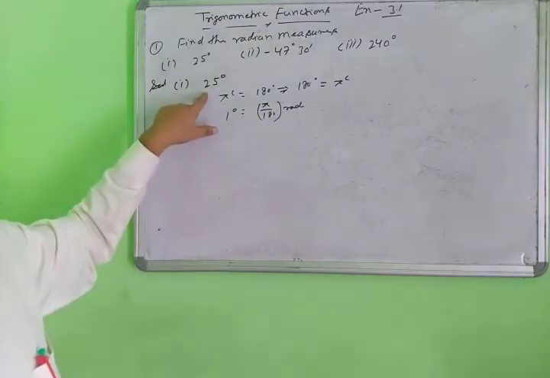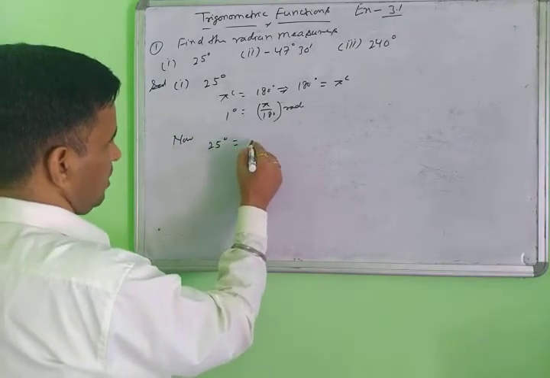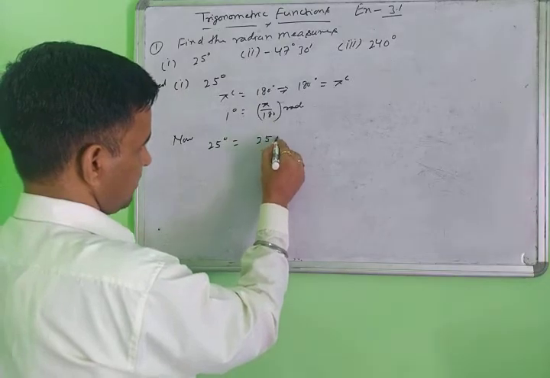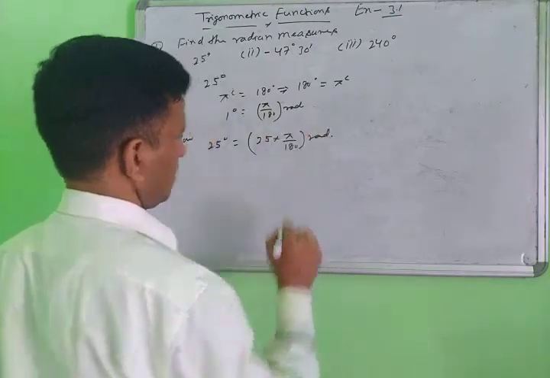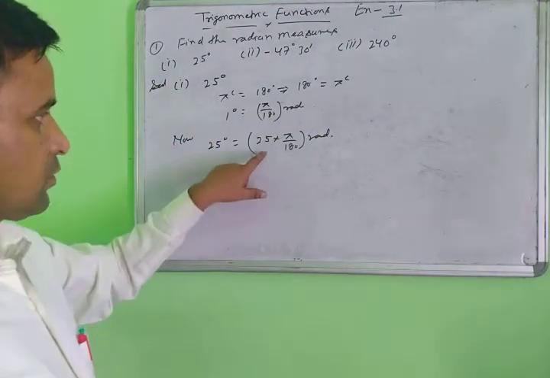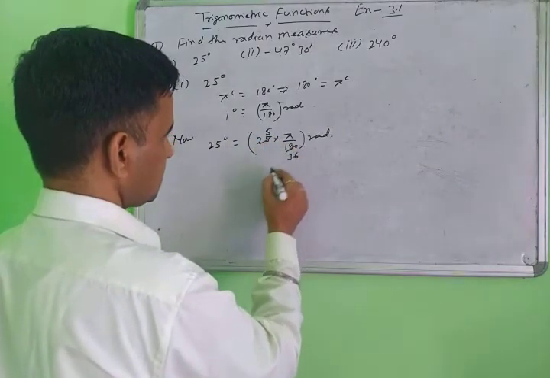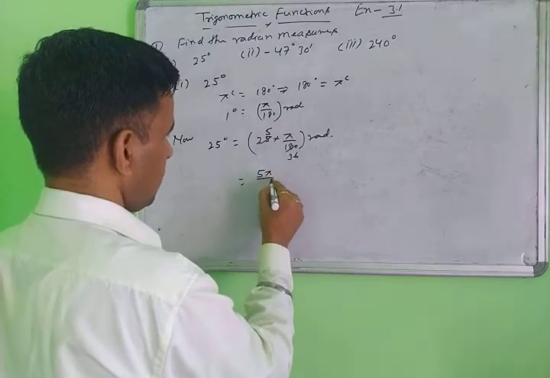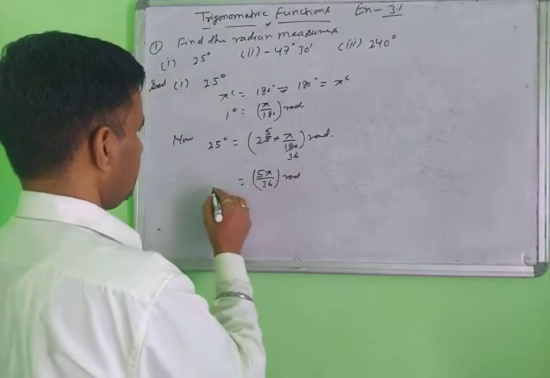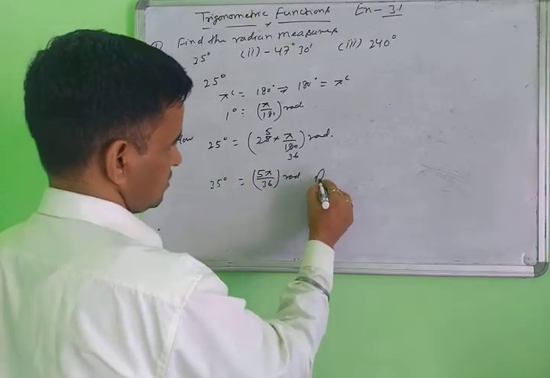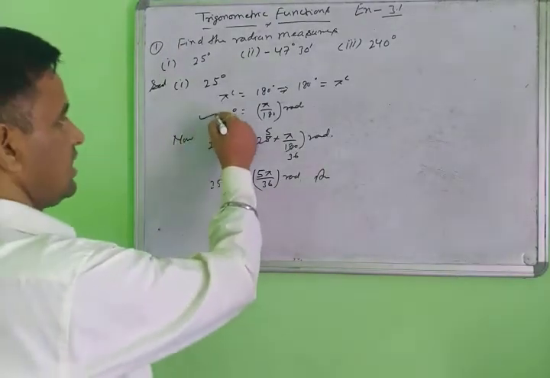So then you convert 25 degrees. 25 degrees equals 25 into pi upon 180, and this is called the radian. Cancel by 5: 5 times 5 is 25, and 5 times 36 is 180. It means 5 pi upon 36 radian. This is your radian. 25 degrees equals 5 pi upon 36 radian. This is your simple answer, using the identity 1 degree equals pi upon 180 and then finding the value.